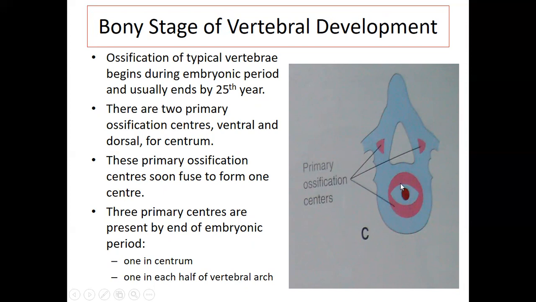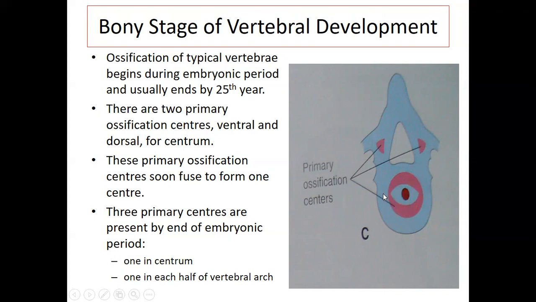Just to correct my words. Okay, this is the ventral part, the ventral ossification center, and this is the dorsal ossification center. So we have two primary ossification centers here. This is number one, the ventral, and this is the dorsal ossification center.